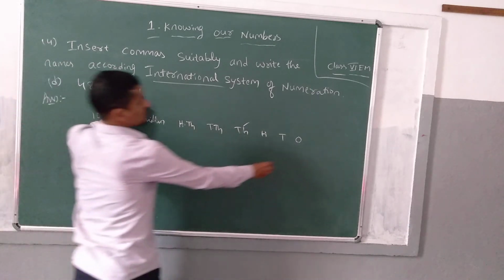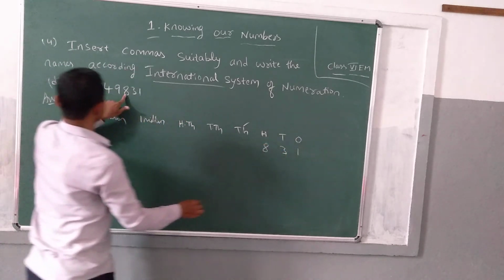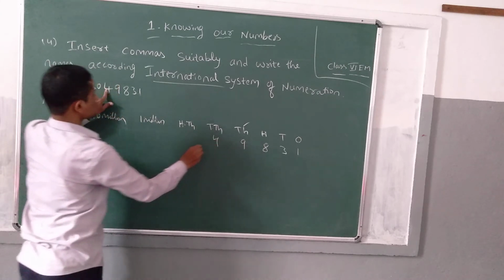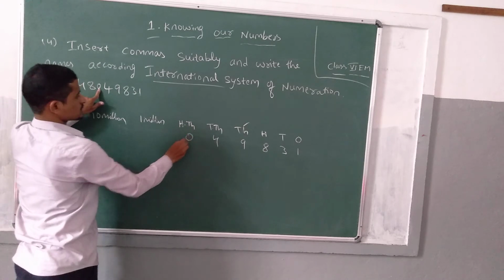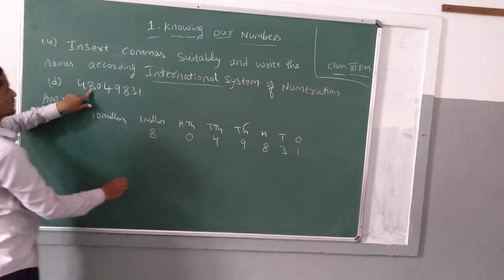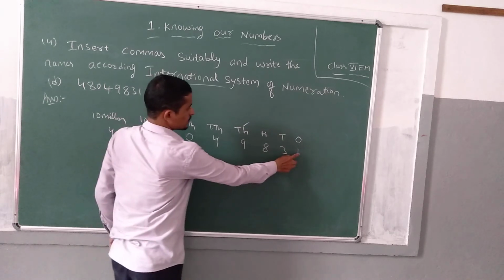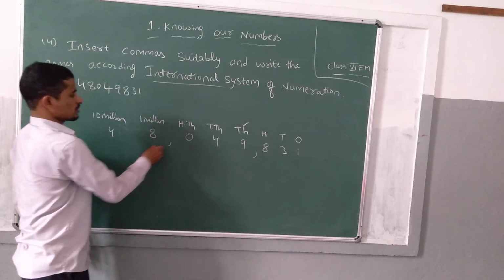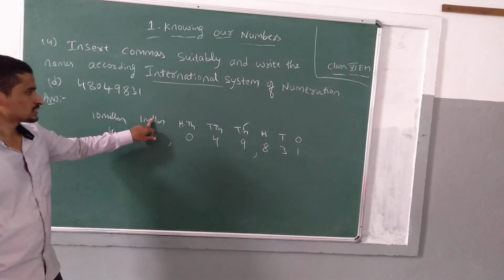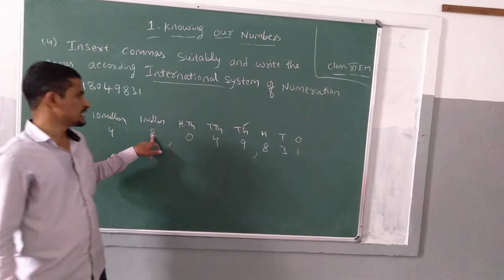So 1 is given at the ones place, 3 is given at the tens place, 8 is given at the hundreds place, 9 at the thousands place, 4 at the 10,000 place, 0 at the 100,000 place, 8 at the million place, and 4 at the 10 million place. Now put the commas according to the international system: 1, 2, 3 comma, 1, 2, 3 comma. So this happens to be 48 million. There is no 100,000, they kept it as 0. 48 million.